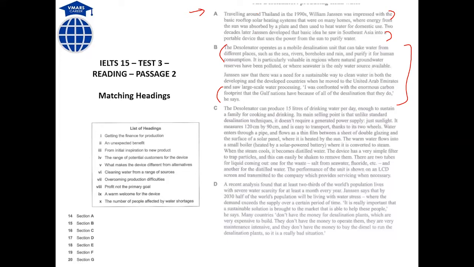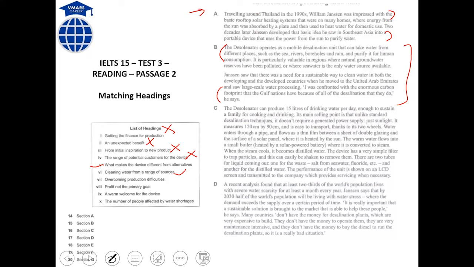Getting the finance for production, no mention. An unexpected benefit, no. Initial product to new product, no. The range of potential customers for the device, no. What makes the device different? We have already done that, so you can mark it. Cleaning water from a range of sources. Yes, this is the right answer. Let's look at it again.